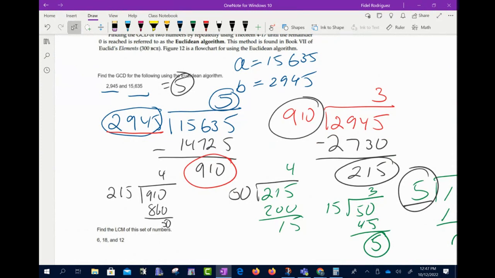All right. So kind of tedious. I don't want to lie. It is tedious to do, but hopefully it makes sense as we go through it.